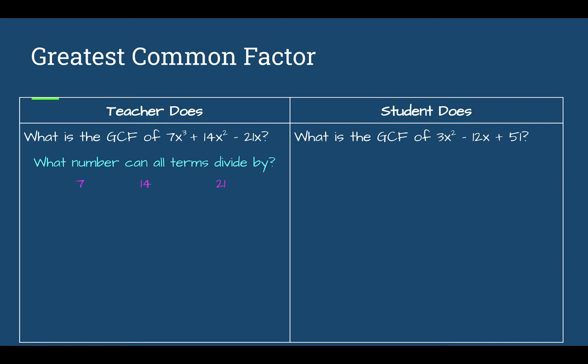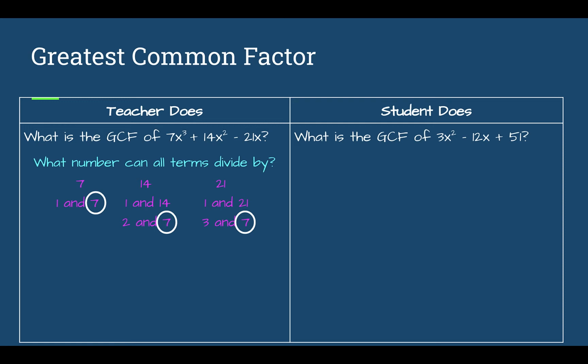I'm going to go through and think, what are all the factors? What can you multiply by to get each number? So for 7, I can only multiply 1 and 7. For 14, I could multiply 1 and 14 or 2 and 7. And for 21, I could do 1 and 21 or 3 and 7. If we look through here, 7 is a common factor of all of them, and it's the largest. It is the greatest common factor for our coefficients. So I'm going to take note of that 7.